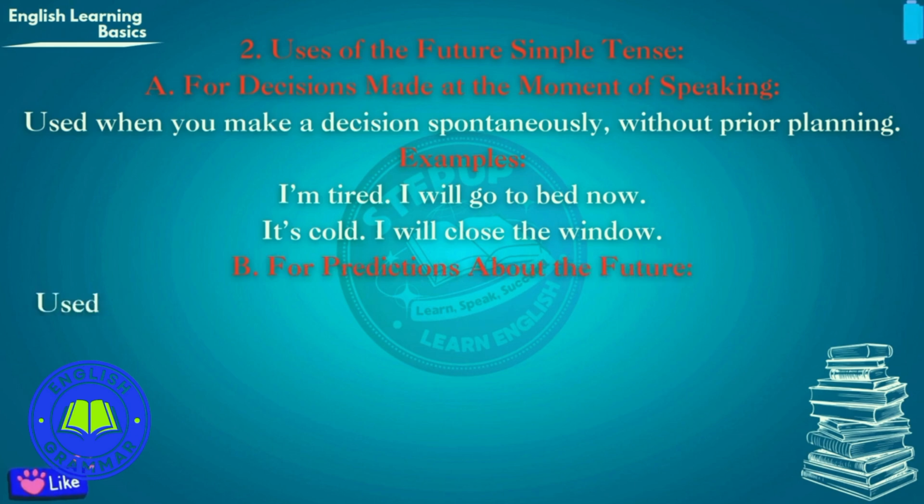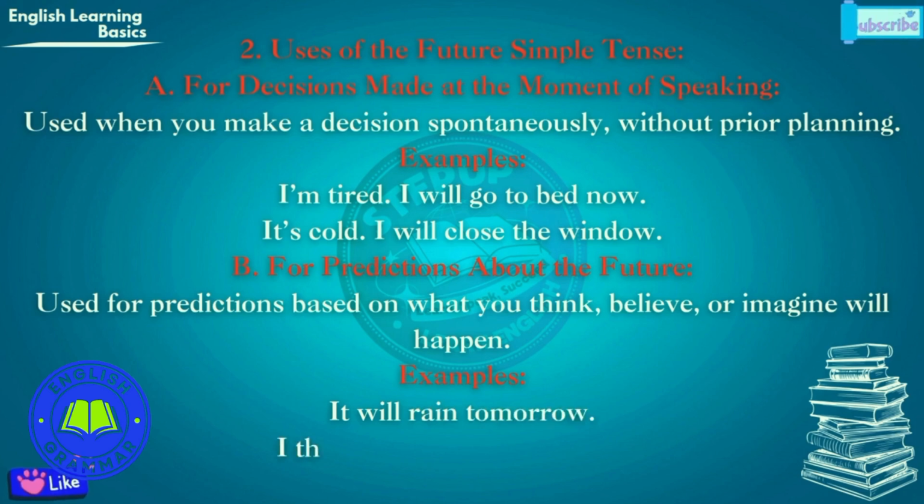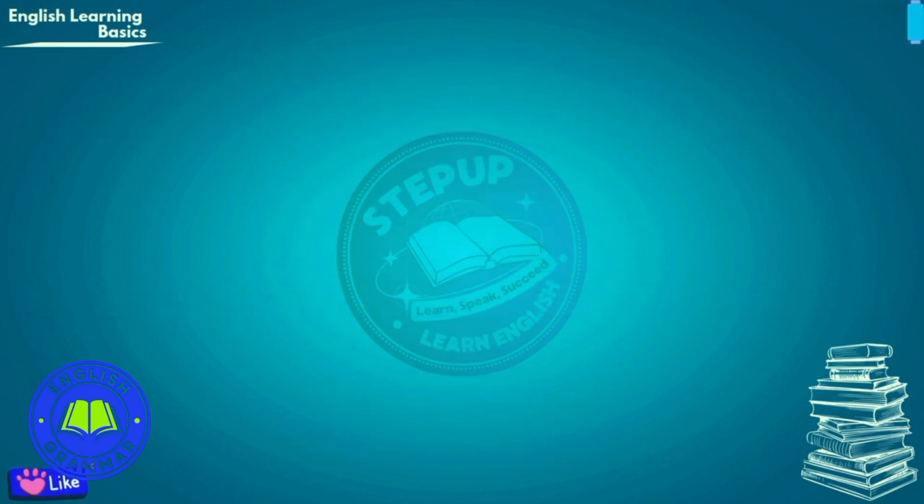B. For predictions about the future. Used for predictions based on what you think, believe, or imagine will happen. Examples. It will rain tomorrow. I think she will pass the exam.